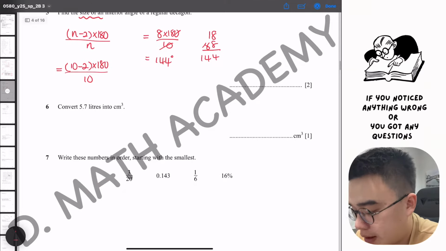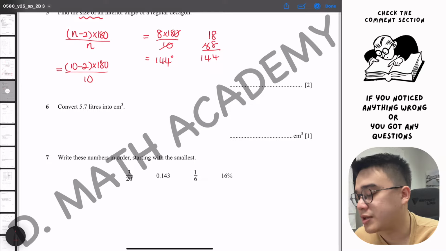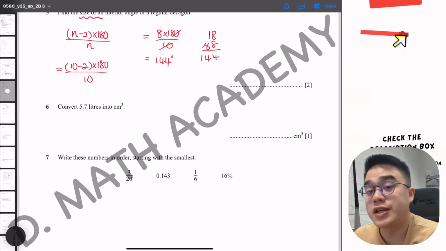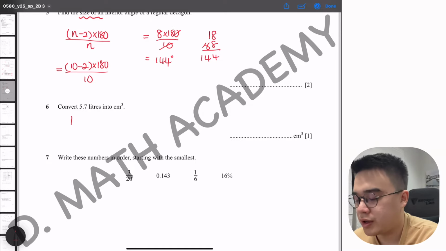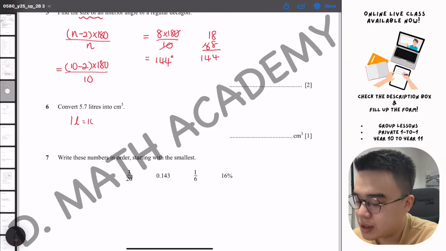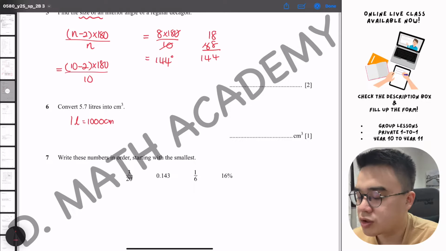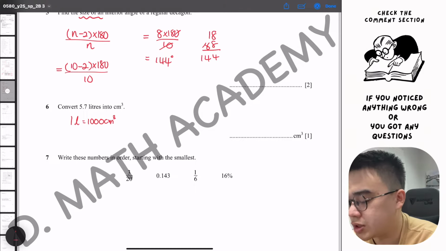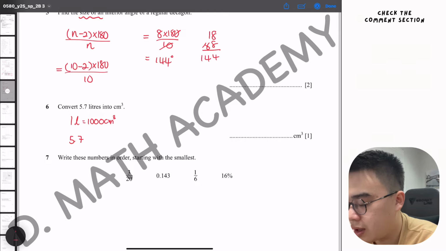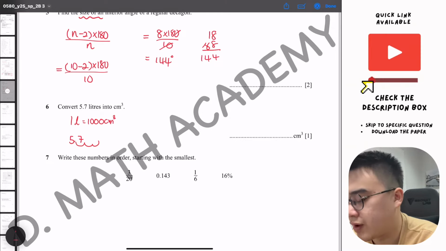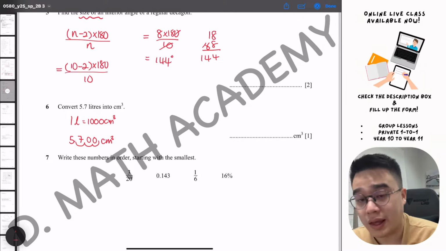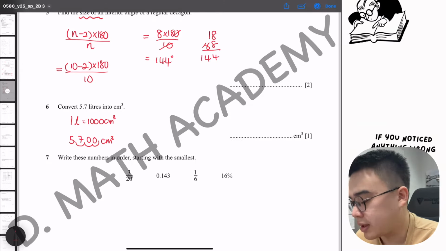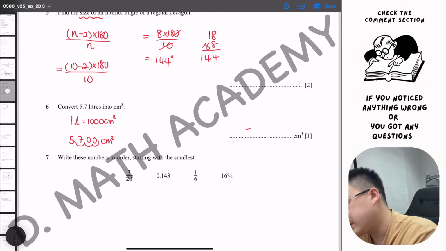Moving on. Okay, question 6, 5.7 liters into centimeters cube. This question here is testing whether you remember 1 liter worth of water is actually 1000 centimeters cube. So following this conversion, all you need to do is to shift the 5.7 by 3 zeros, which is 5700 centimeters cube. Okay, nothing fancy here. The question is quite direct. It's just 5700.